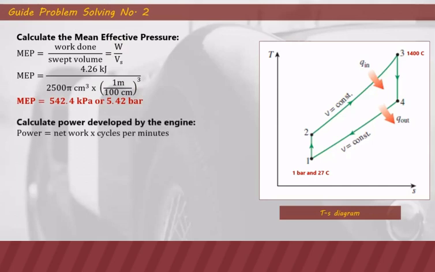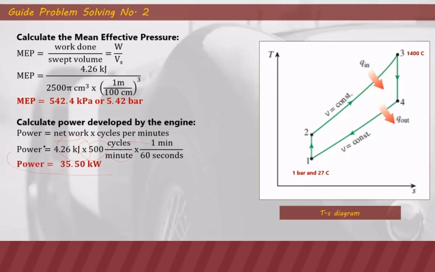And then the next one is the power developed by the engine. The power developed we can get by multiplying the net work by the cycles per minute, and the cycles per minute is given as 500 cycles per minute. Multiplying it by the net work and converting the minute to seconds, we get a power of 35.5 kilowatt. The power developed by this engine is 35.5 kilowatt.